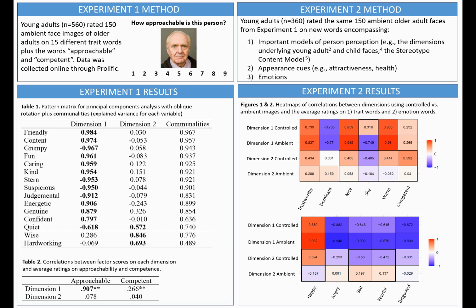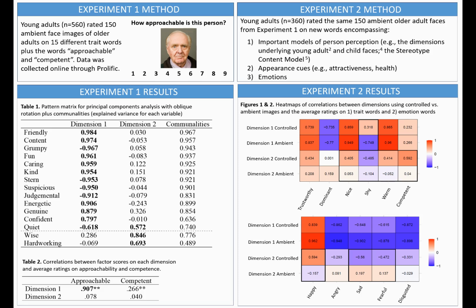As you can see in the table here, most variables loaded very strongly on dimension 1. And to verify that this dimension is related to approachability, we correlated dimension scores with the average ratings of approachability that we had collected. And this correlation was significant at 0.907.